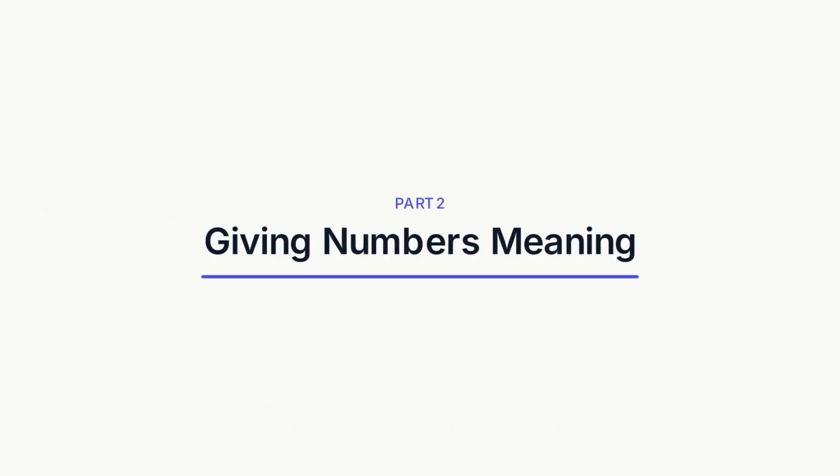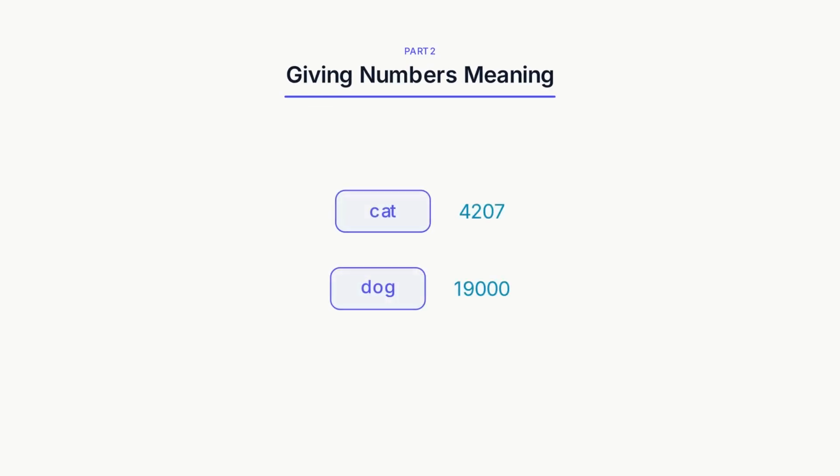So the first stage of our pipeline is set, text converted into a sequence of tokens. Now we need to give those tokens something they're still completely missing, meaning. Part 2, giving numbers meaning. Right now, the token for cat is just the number 4207, and that number is arbitrary. It tells the model nothing about what a cat is. The number for dog might be 19,000, and nothing about those two labels says these things are related.